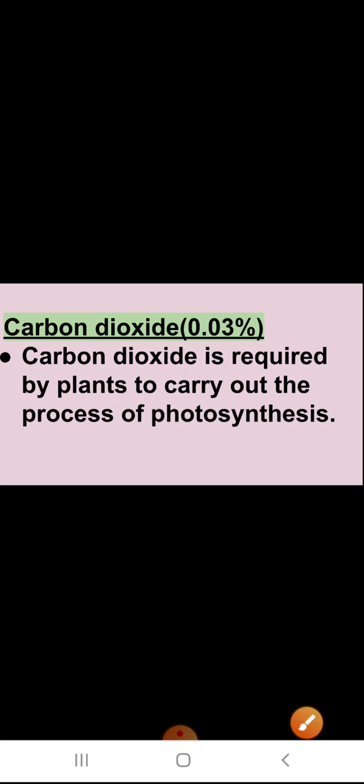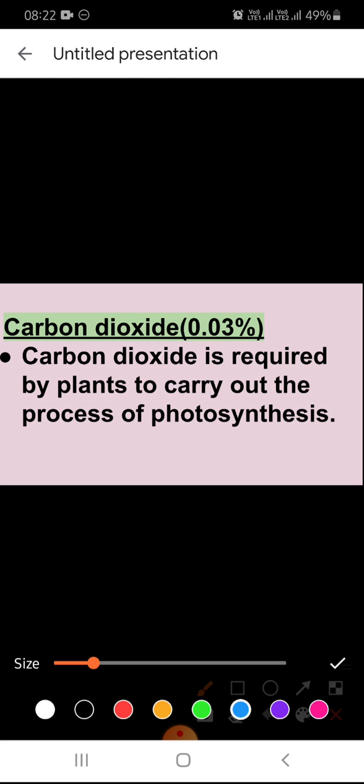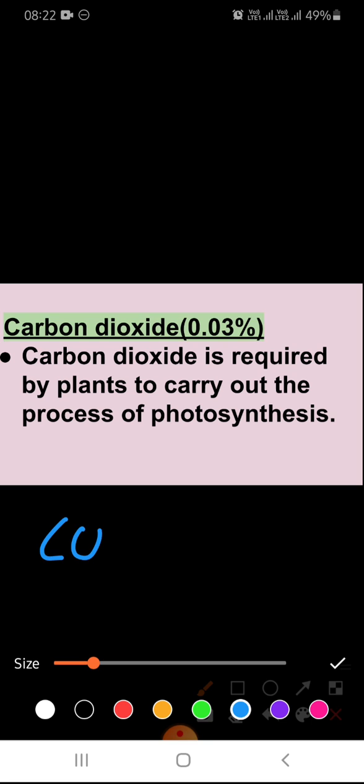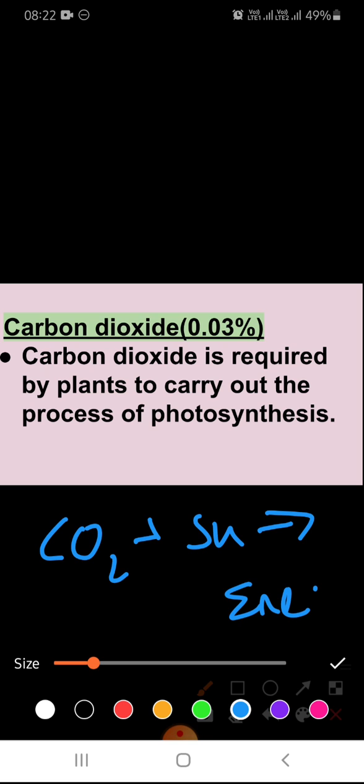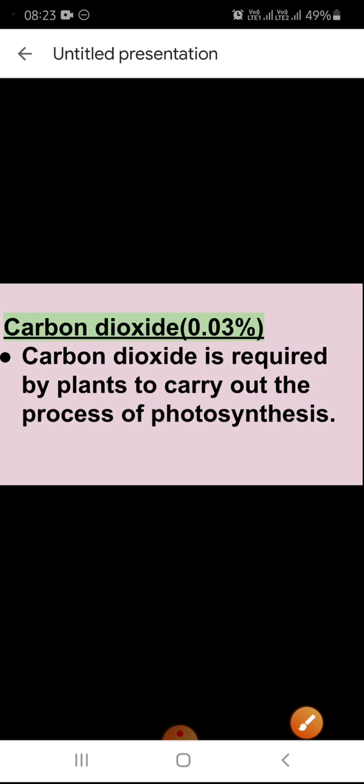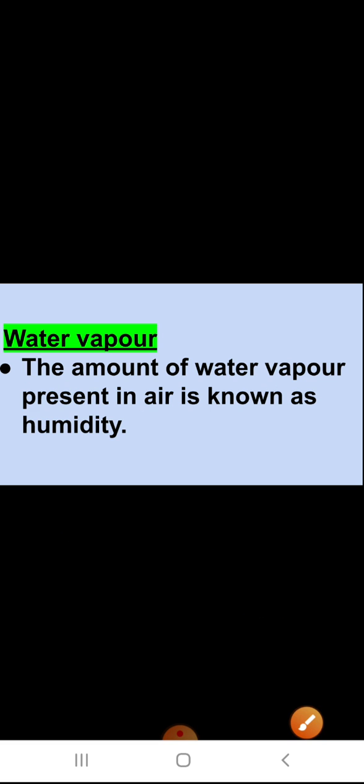During the process of photosynthesis they use carbon dioxide and sunlight, and what is released? Oxygen is released in the process of photosynthesis, and this is the oxygen that we use.